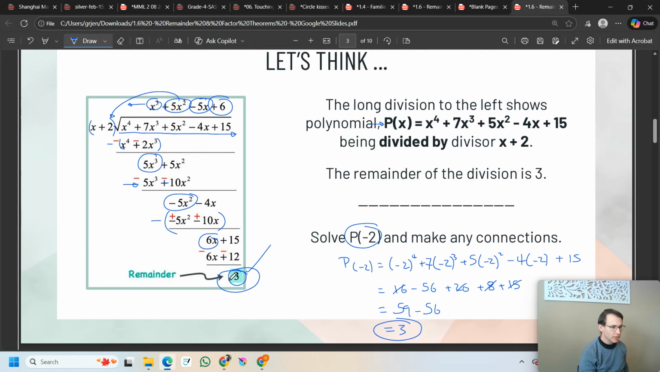Okay, so we divided by x plus 2. So x plus 2, and that would mean that x plus 2 has this 0 back there at minus 2, right? And when we input minus 2, not only did we get the remainder there, but we got the remainder there.